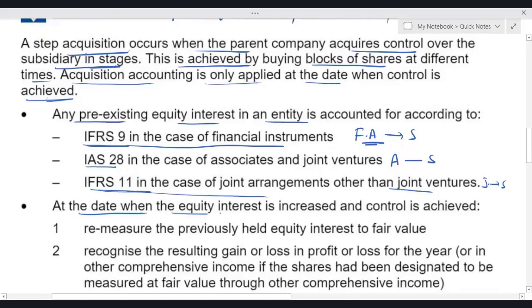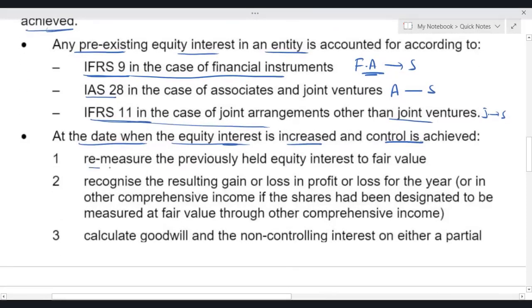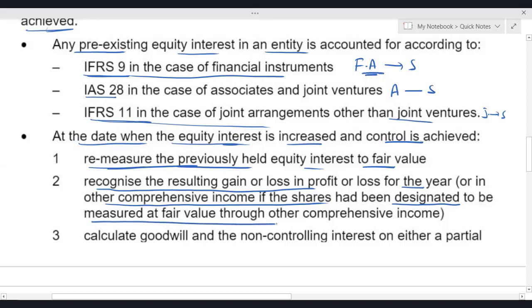At the date when the equity interest is increased and control is achieved, what should be done? Remeasure the previously held equity interest to fair value. So whatever you have in your books, when further acquisition has given you the control, you have to remeasure the fair value of previous holding. Recognize the resulting gain or loss in profit and loss for the year, or in other comprehensive income if the shares had been designated to be measured at fair value through OCI.